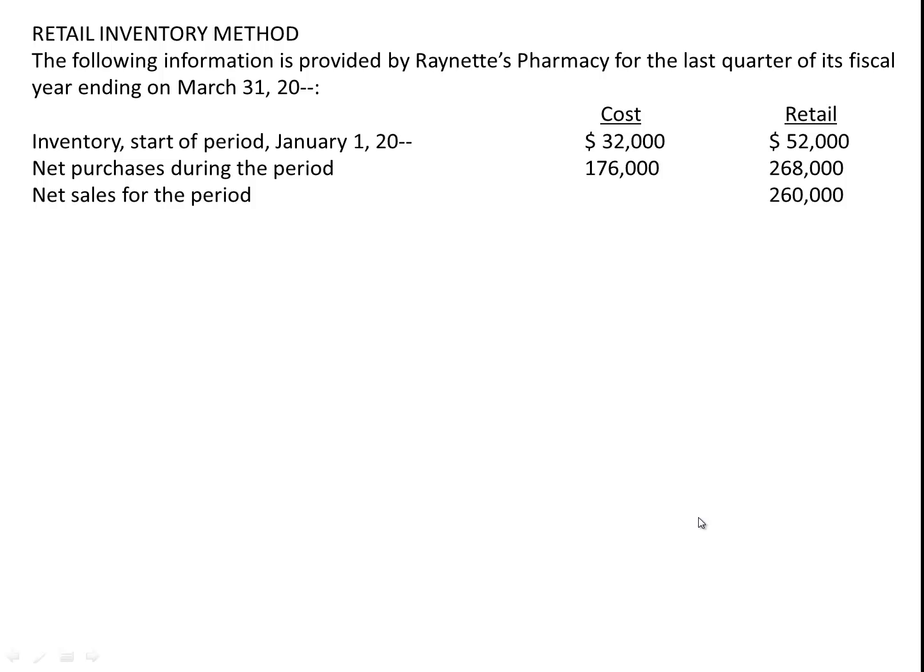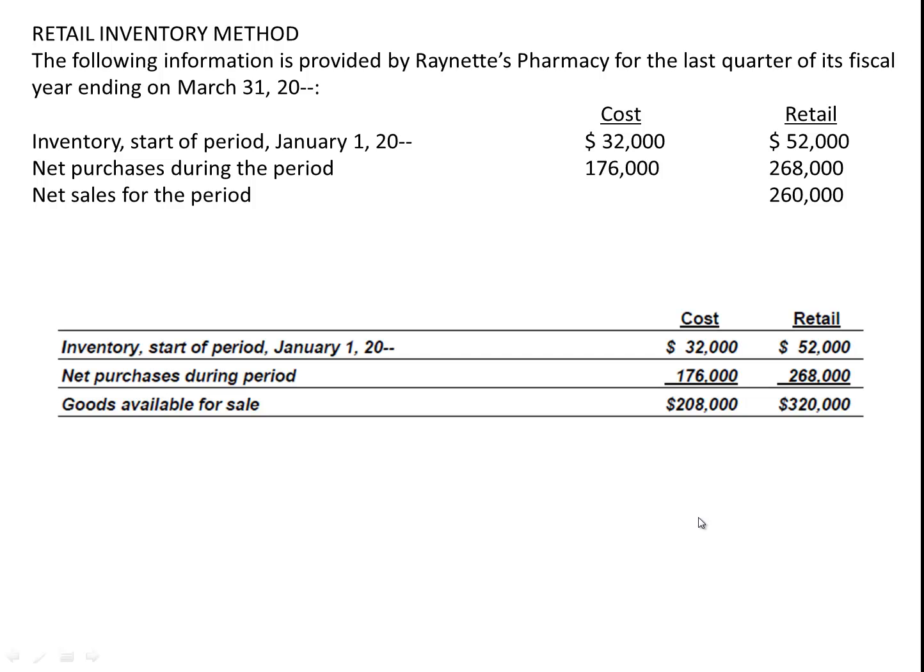It requires, however, keeping track of both the cost and the selling retail prices of all the goods purchased. So we're going to use that information and calculate our estimated cost of goods sold and our ending inventory. The first thing we have to do is find our cost of goods available for sale from a cost standpoint and from a retail standpoint.